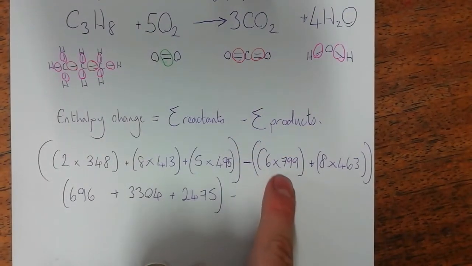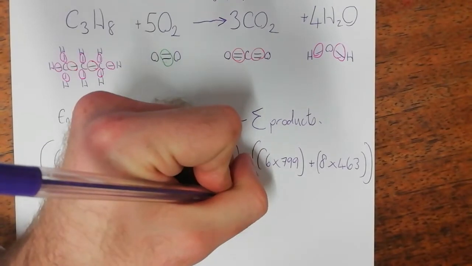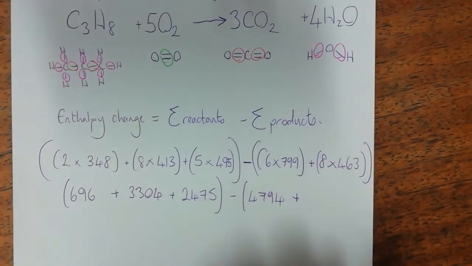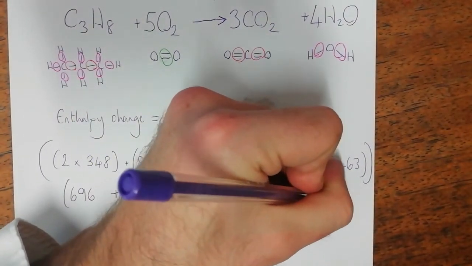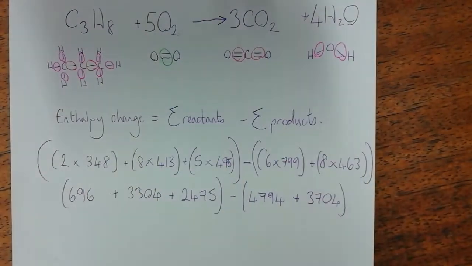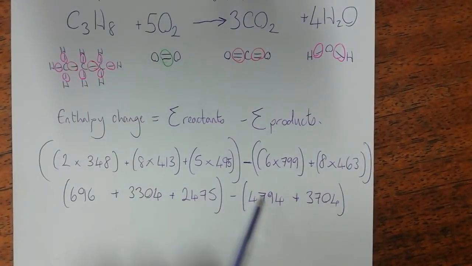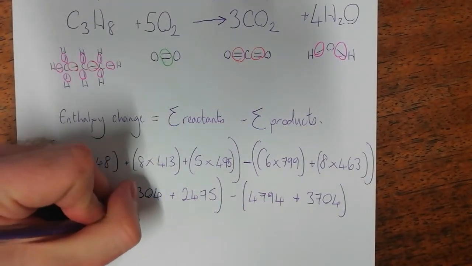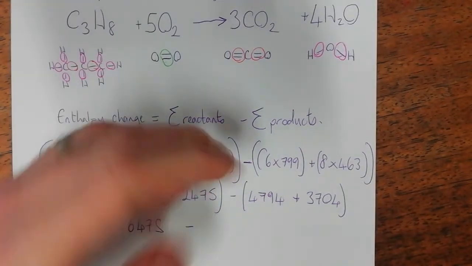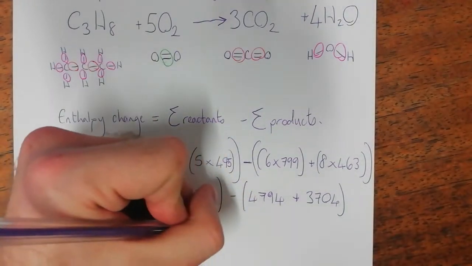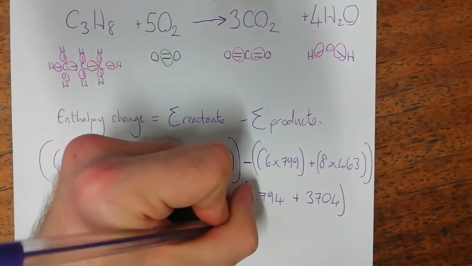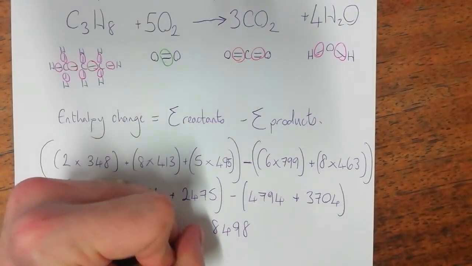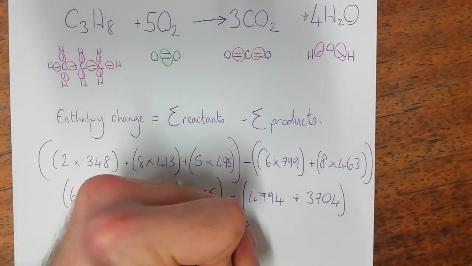Take away my products. 6 times 799 is 4,794, plus 8 times 463 is 3,704. So now if I do this calculation, take away this calculation, so that overall this bracket equals 6,475, take away this bracket, which equals 8,498. My overall answer should be negative 2,023 kilojoules per mole.